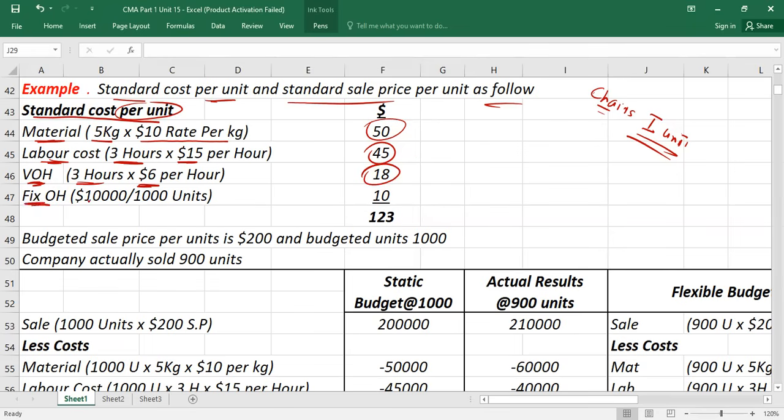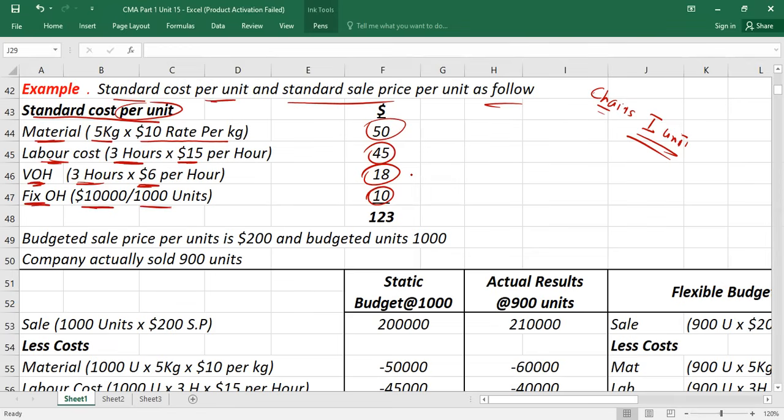Then we have a fixed overhead. Fixed overhead per unit we need. For example, our annual fixed overhead is $10,000, and in one year we are planning to manufacture 1,000 units of chairs. So 10,000 divided by 1,000 units gives a fixed cost per unit of $10.